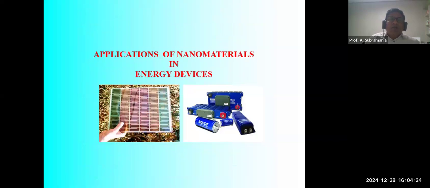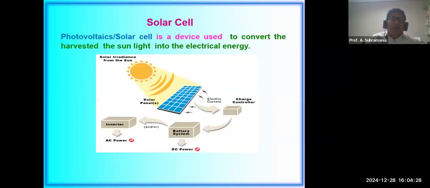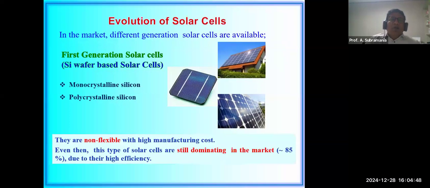Then let us see the applications of nanomaterials in energy devices. First one, let us see nanomaterials in solar cells. Photovoltaics or solar cell is a device used to convert harvested sunlight into electrical energy. In the market, different generation solar cells are available. First generation solar cells are silicon wafer based solar cells, that is based on monocrystalline silicon or polycrystalline silicon. They are non-flexible with a high manufacturing cost. Even then, this type of solar cell is still dominating in the market due to its high efficiency.